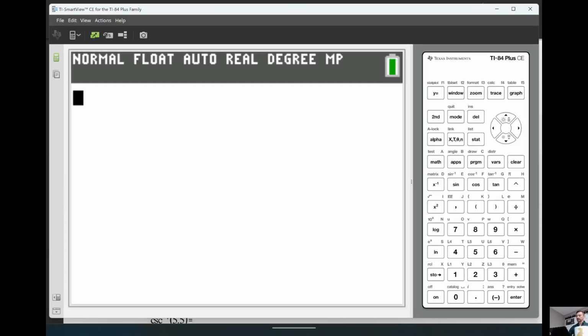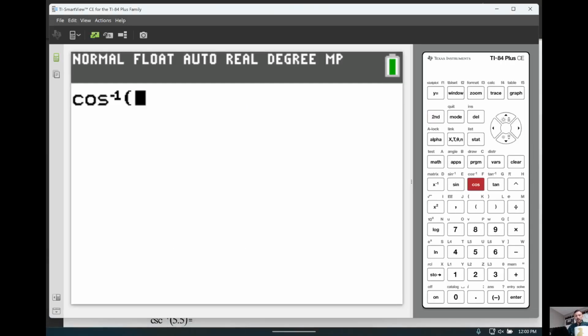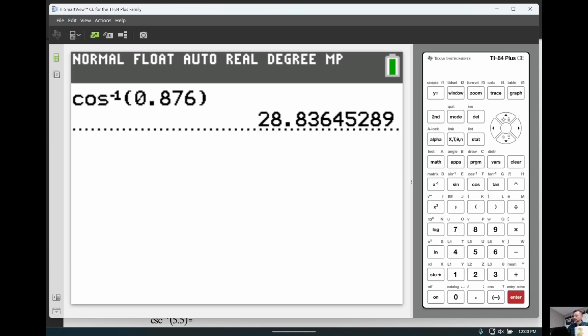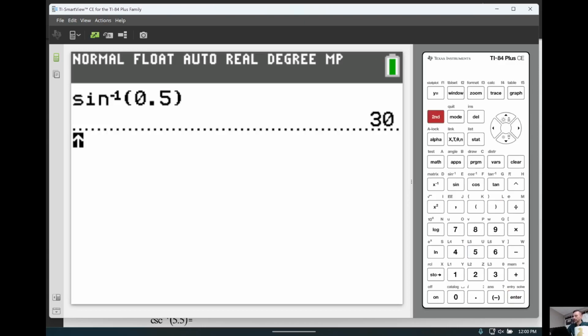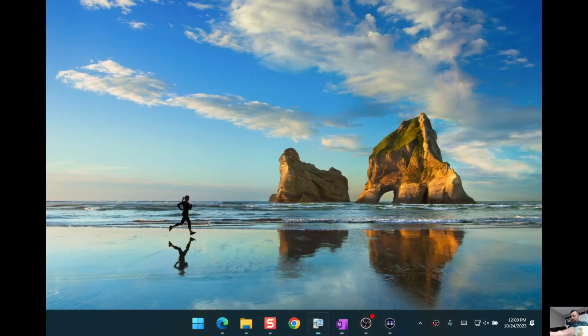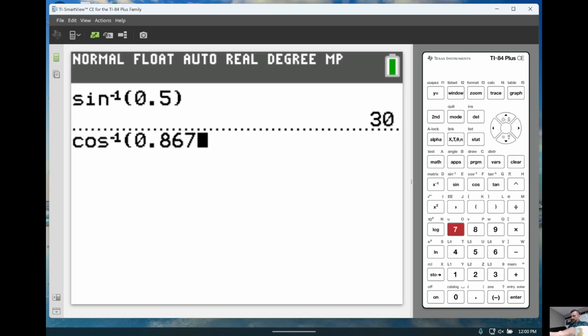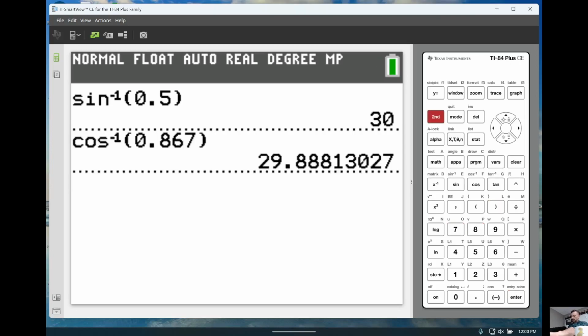Inverse cosine is on there, so inverse cosine of that, hit enter, and you can trust its answer. And same with inverse tangent.